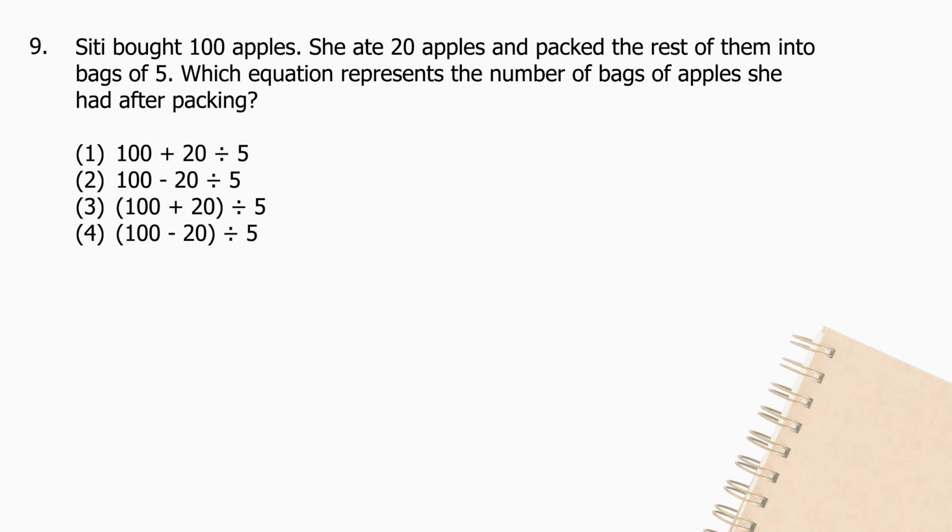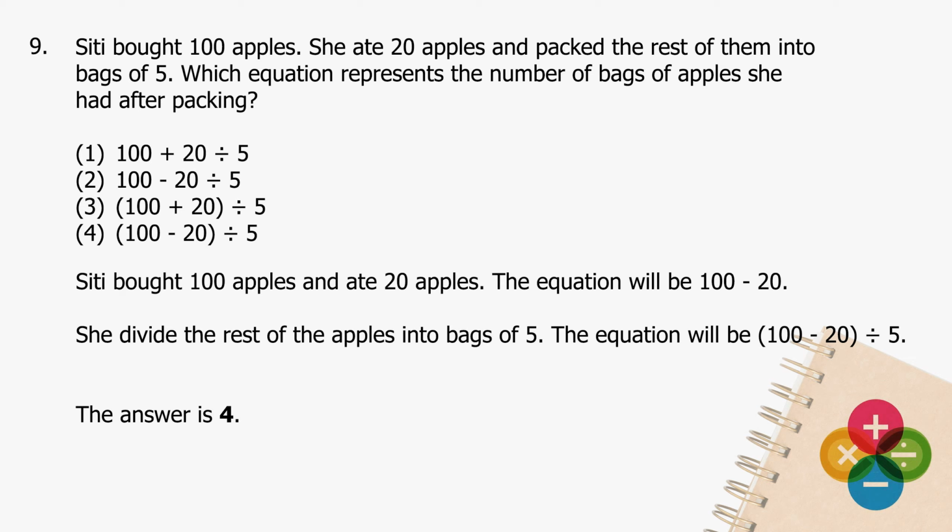Question 9. Siti bought 100 apples. She ate 20 apples, and packed the rest of them into bags of 5. Which equation represents the number of bags of apples she had after packing? Siti bought 100 apples, and ate 20 apples. The equation will be, subtract 20 from 100. She divided the rest of the apples into bags of 5. The equation will be, subtract 20 from 100, and then divide by 5. The answer is 4.